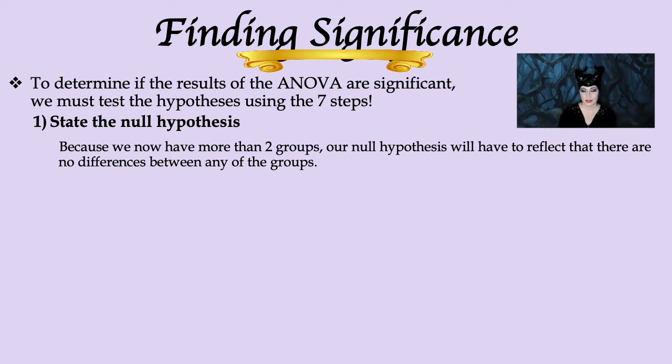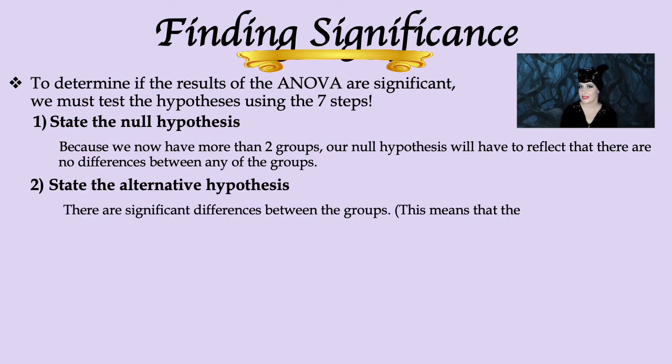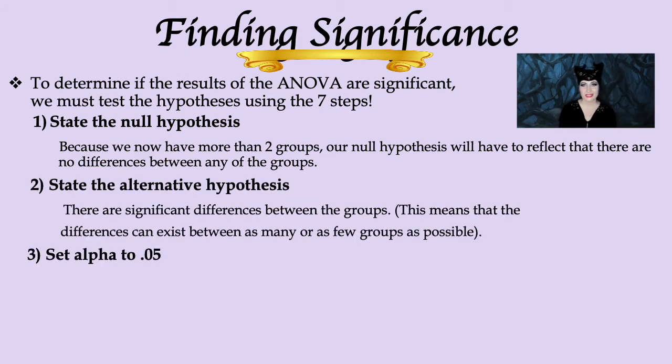The alternative hypothesis would say that there are significant differences between the groups. So this means that the differences can exist between as many or as few groups as possible. The alternative hypothesis does not specify to us between which groups the differences exist. It's just telling us that we feel like there are going to be differences between the groups. Step 3 is to set alpha to 0.05. That does not change. And now we have step 4, the rejection rule.